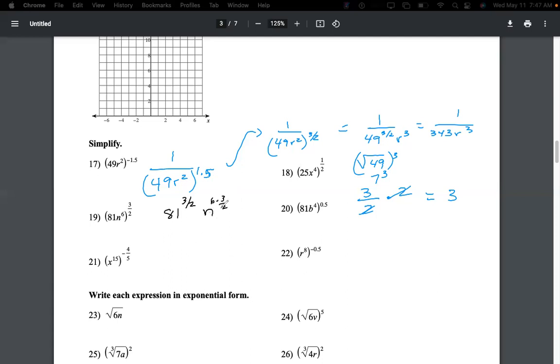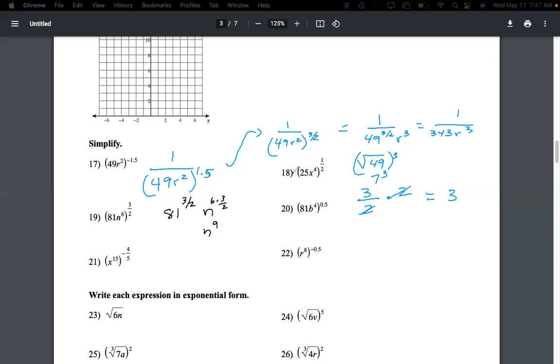Okay, so let's start with our variable first. What's 6 times 3? 18. And what's 18 divided by 2? 9. So this is going to be n to the 9th power. Everybody see how I did that? Okay, if you're ever unsure of how to multiply fractions, plug it into Desmos. Use your parentheses, plug it into Desmos, let it do the work for you.